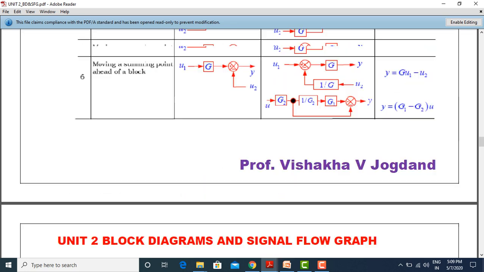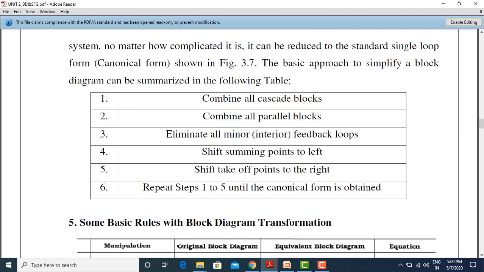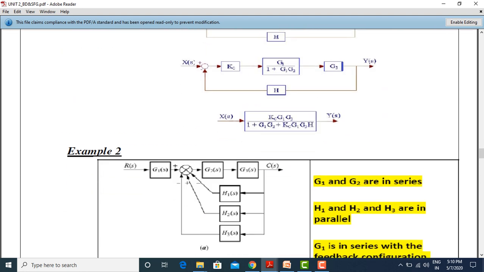So these rules state that first of all, combine loops. See in the problem, if there are combined series blocks, first of all combine those. Then secondly, combine parallel blocks. Eliminate the minor feedback loop. Try to shift summing point to the left. Try to shift takeoff point to the right. After every simplification, repeat from 1 to 5. Now let's solve the problem.